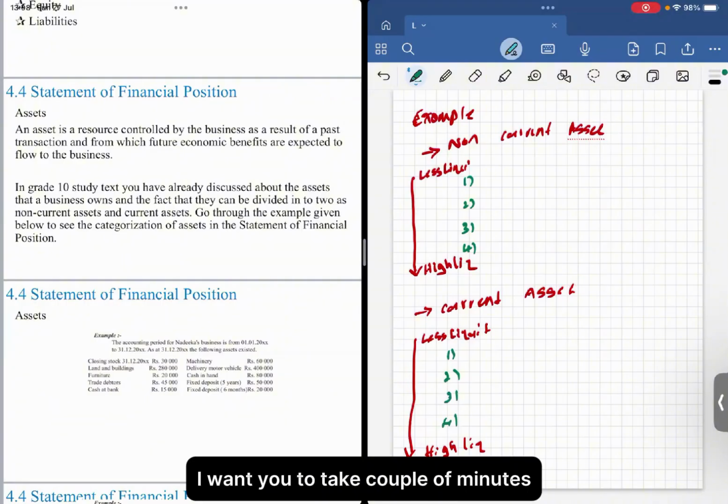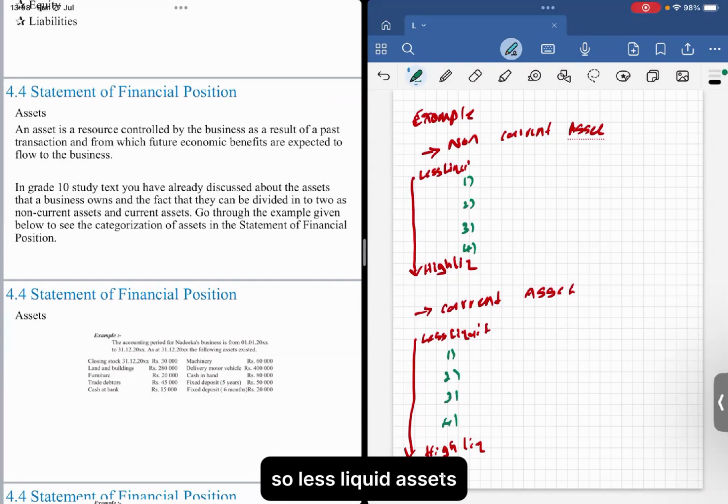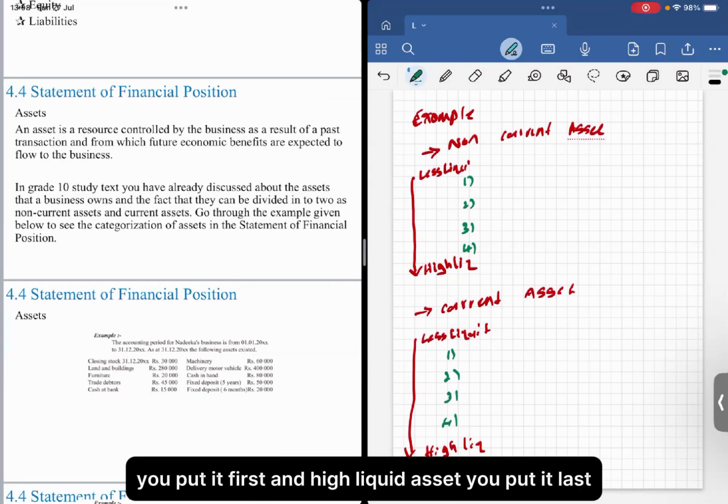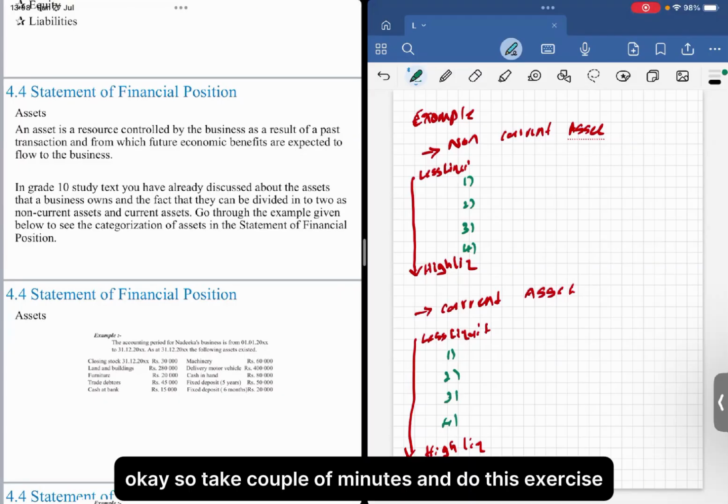I want you to take a couple of minutes and put these assets into non-current assets and current assets, and order them based on the liquidity. Less liquid assets you put first, and highly liquid assets you put last. In current assets also, you put the less liquid asset first and the highly liquid asset later. So take a couple of minutes and do this exercise.